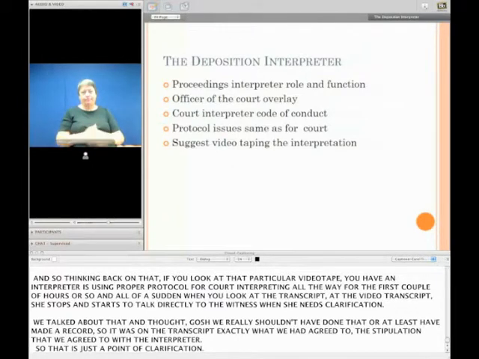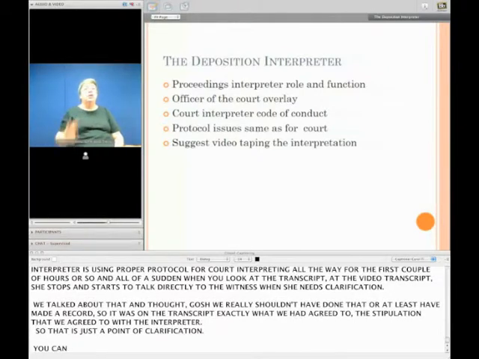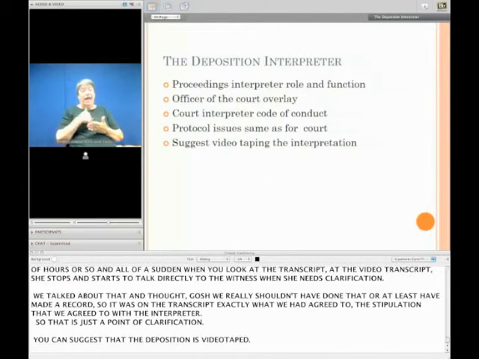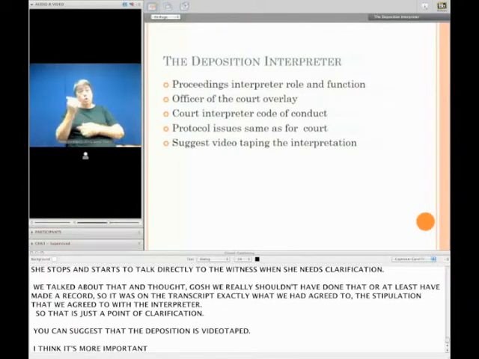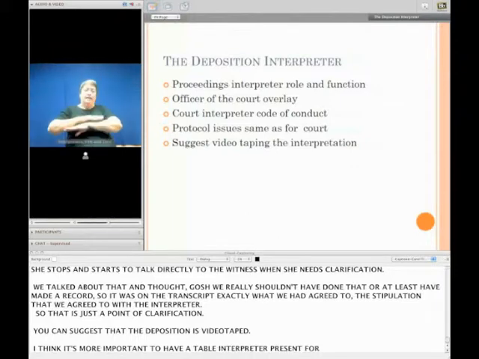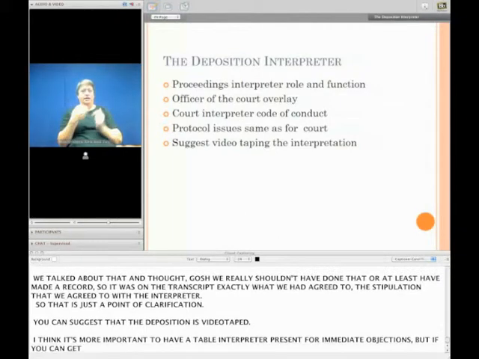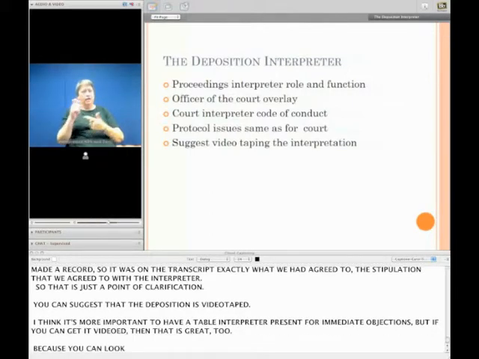You can suggest that the deposition is videotaped. I have no problem with that. Again, I think it's more important to have a table interpreter present for immediate objection. But if you can get it videoed, then that's great too, because you can look at the video to see what the witness actually said.